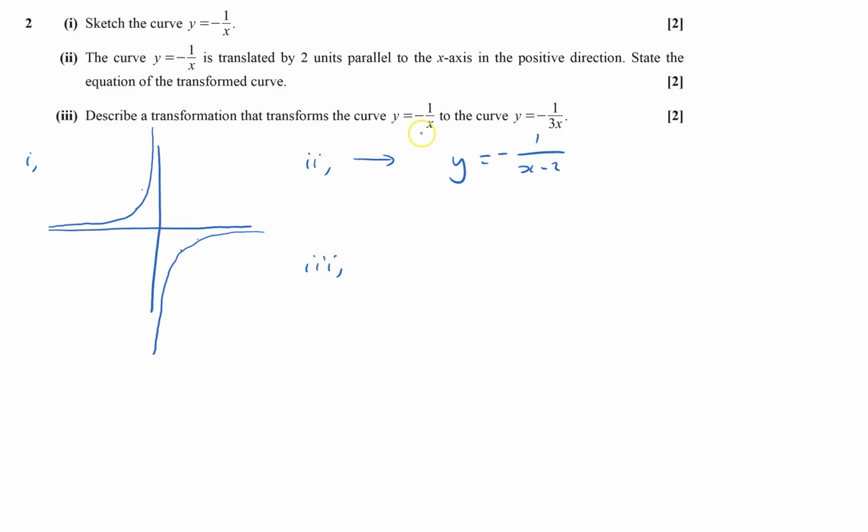Describe a transformation that takes that to here. Well, I've replaced the x with 3x, so this will be a stretch. Scale factor... it looks like it's going to be times by 3, but it's left right, so therefore it's going to be a stretch scale factor 1/3, and it's going to be parallel to the x-axis.